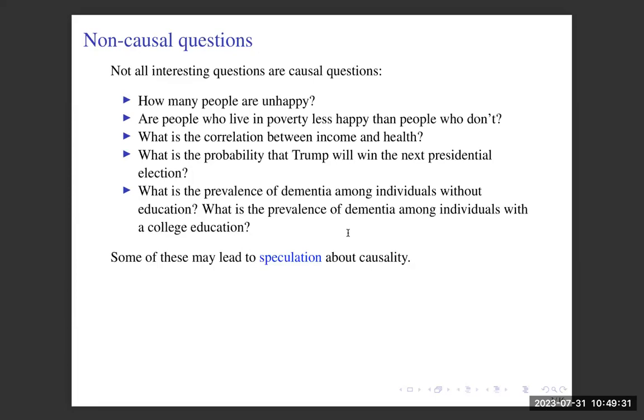However, when you look at this, you will notice that some of these immediately will draw you into causal thinking. So although the question itself, especially the last one, is not a causal question, it immediately may lead to speculation about causality.